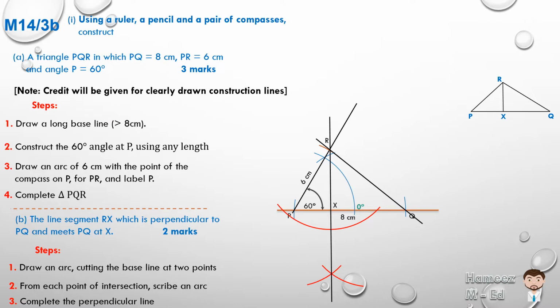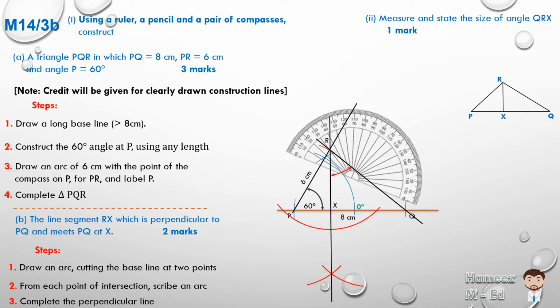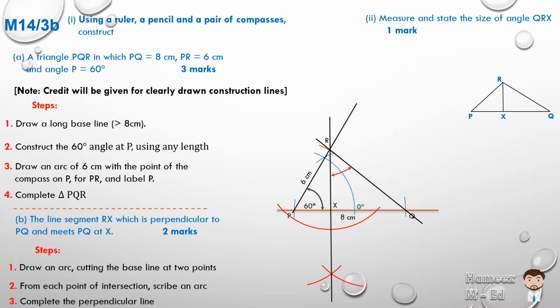Part 2, measure and state the size of angle QRX. So angle QRX would mean we require a protractor. So let's bring our protractor in. Let's recall that the angle is at the top at R. So we want to carry our protractor to that point and rotate it so that the 0 degrees is on the vertical line, RX. And we can measure, and it's going to give us 44 degrees. So we found the angle QRX to be 44.